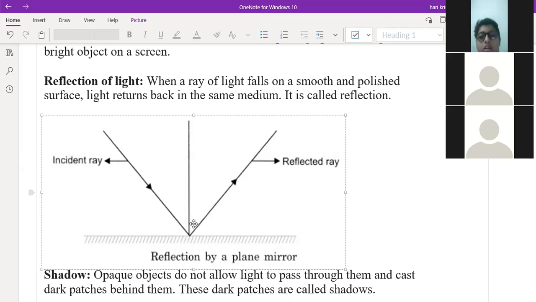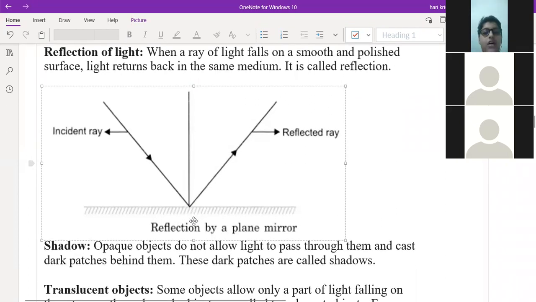Incident ray means what? It's a ray of light coming from the origin to the surface of some object. Clear, or any doubts in this? Sir, incident ray, that much I don't understand. It's a ray of light coming from the source of the light to the surface of some object.